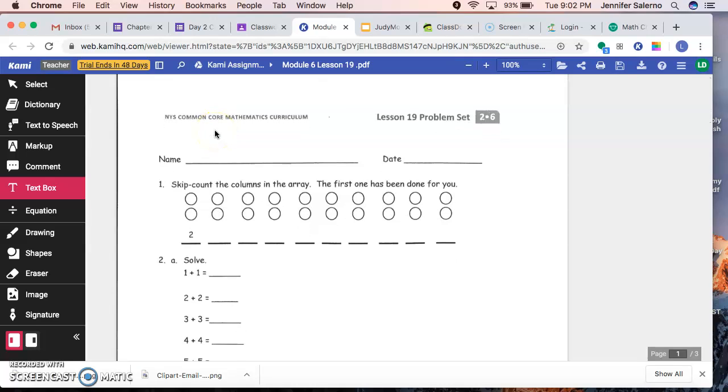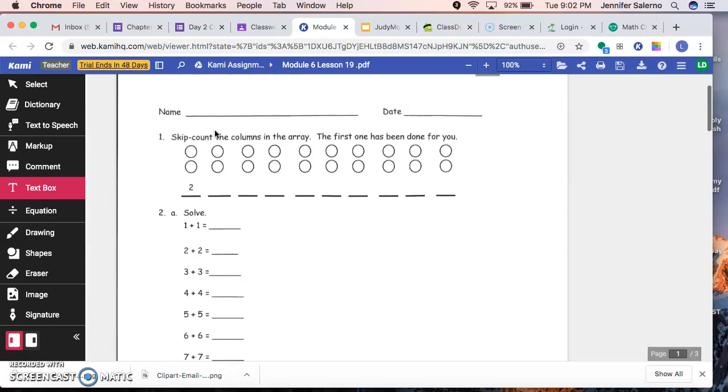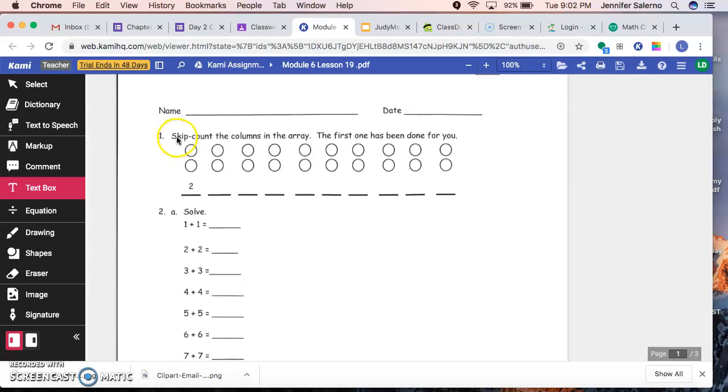So I feel like with this lesson, some of it is pretty easy. So I'm not going to be doing a lot of modeling with you because a lot of it you're going to be like, oh, wow, I know this, okay? So the very first thing is you need to skip count the columns in the array. The first one has been done for you.